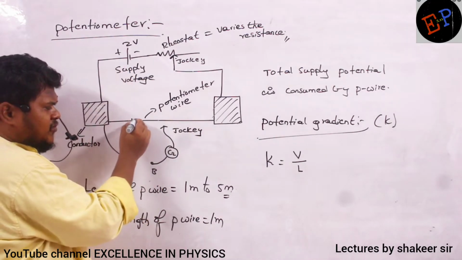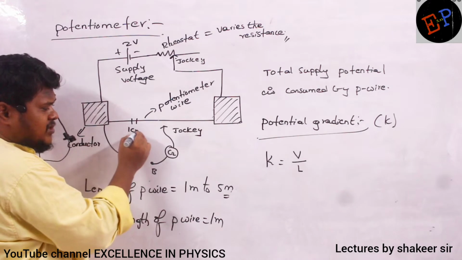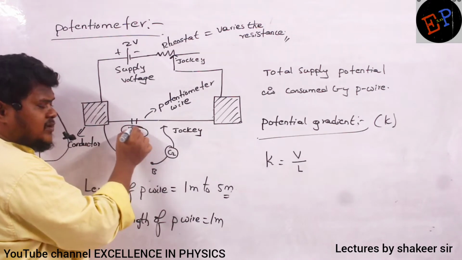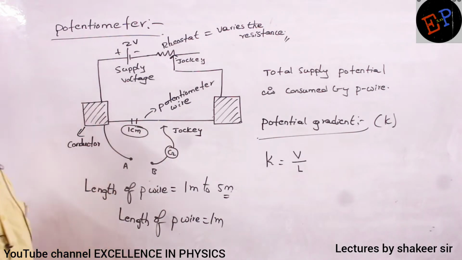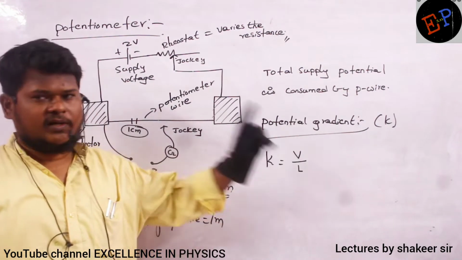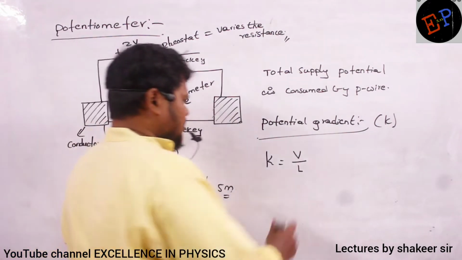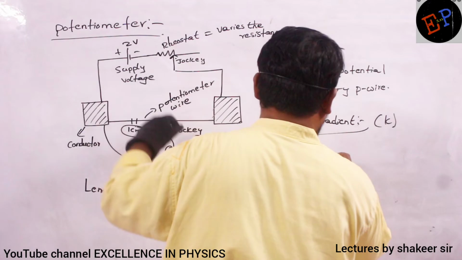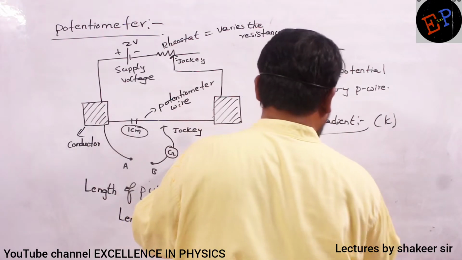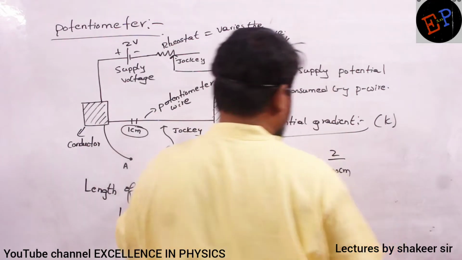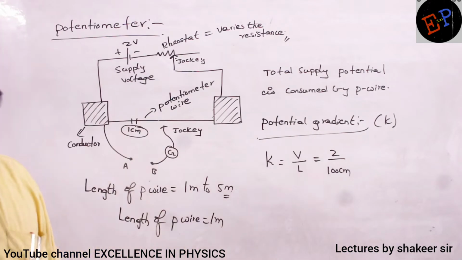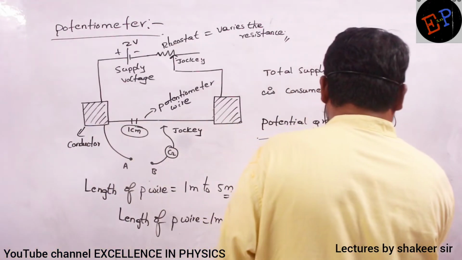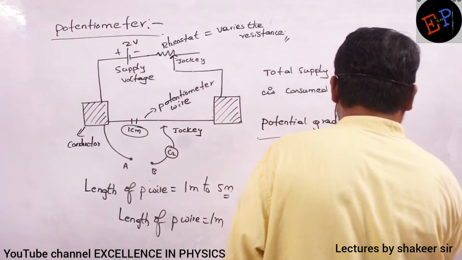But if I take only 1 centimeter of wire, how much voltage will this 1 centimeter consume? That ratio is called potential gradient. The total supply potential I have given is 2, and the total length of the wire is 100 centimeters, since 1 meter means 100 centimeters. So 2 by 100 is 0.02 volts per centimeter.